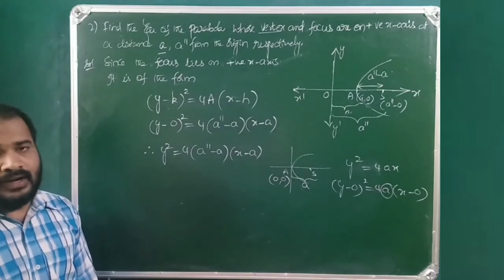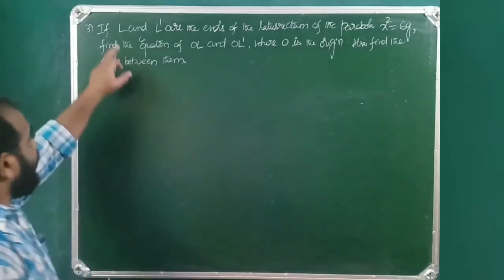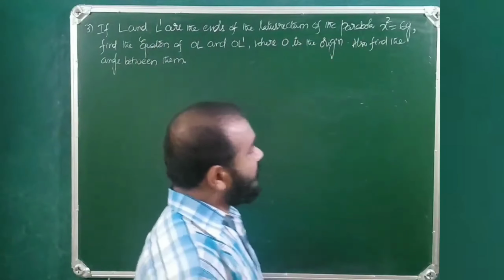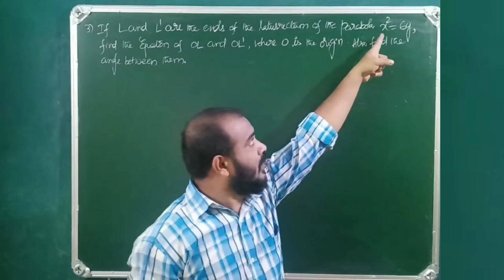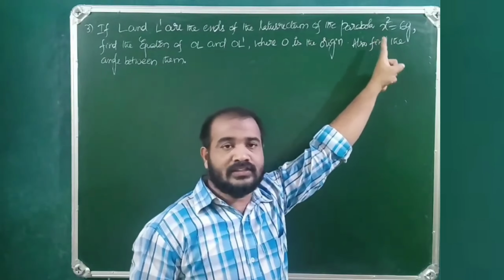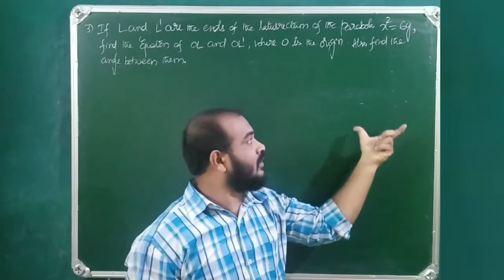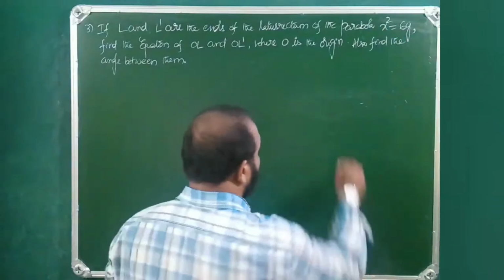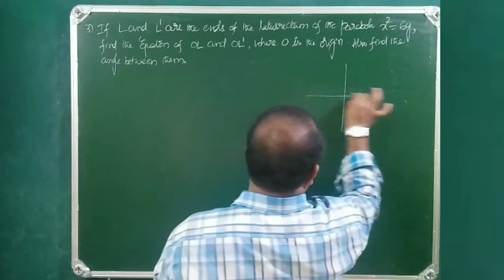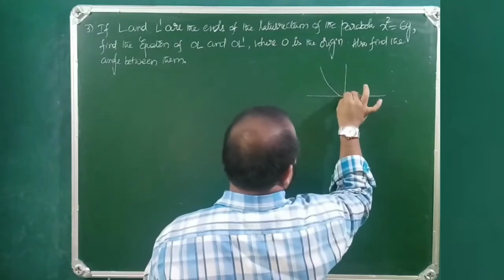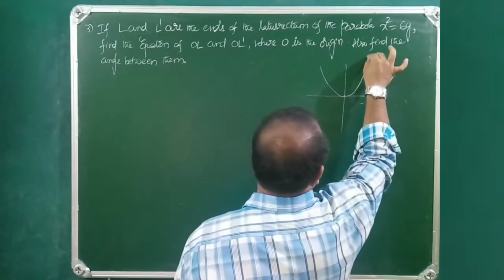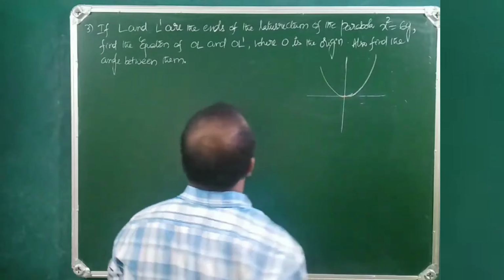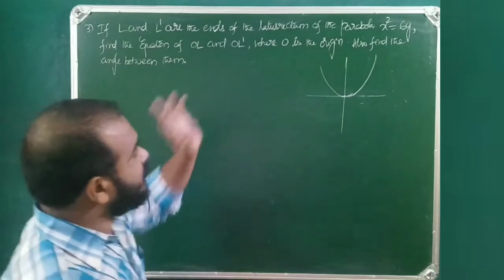form of the parabola. If L and L dash are the ends of the latus rectum of the parabola x square equals 6y. So in this parabola x has an even power, so it is symmetric about the y-axis, upward or downward. But here y has a positive sign, therefore the parabola is like this.